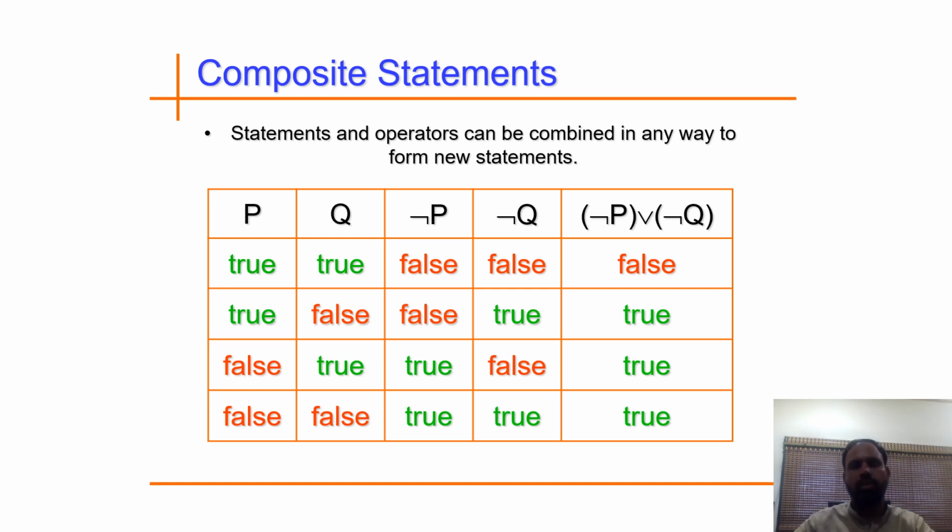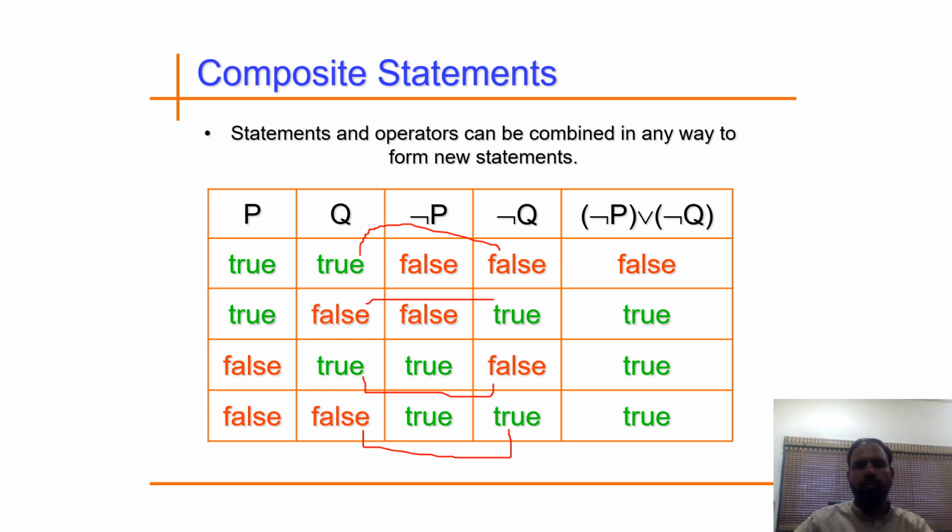And for Q, this column is for negation Q. If this value is true, then the negation Q is false. If this value is false, then negation Q is true. If this Q is true, then negation Q will be false. If it is false, then negation Q is true. So you can easily understand the negation.